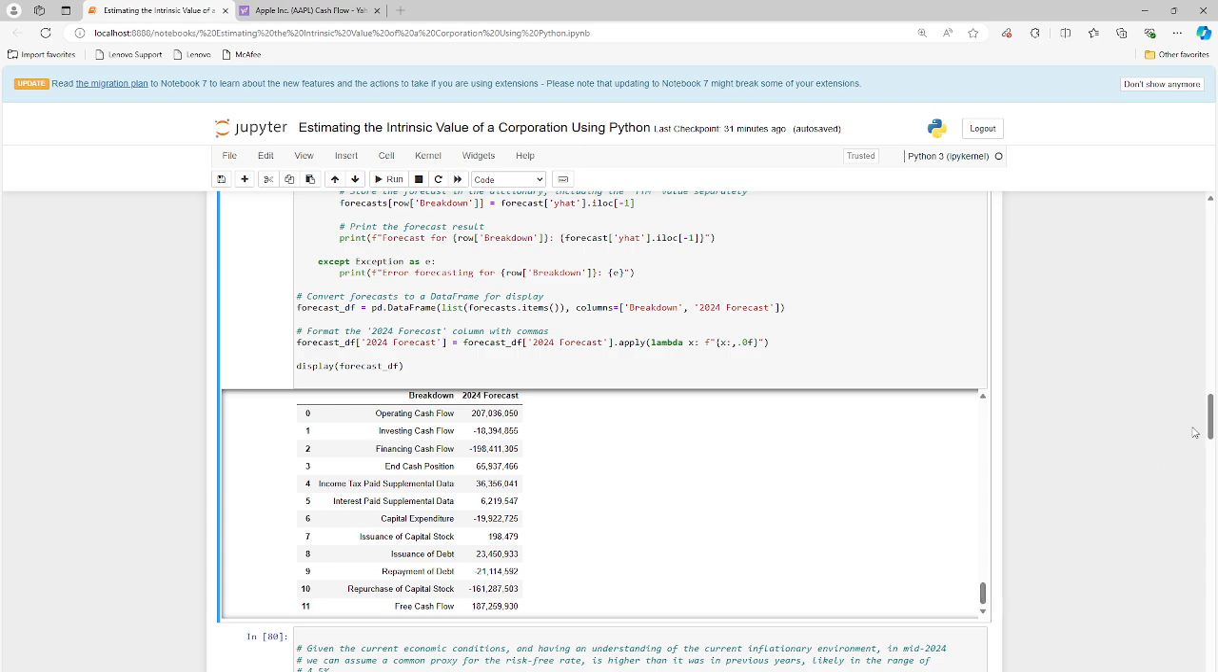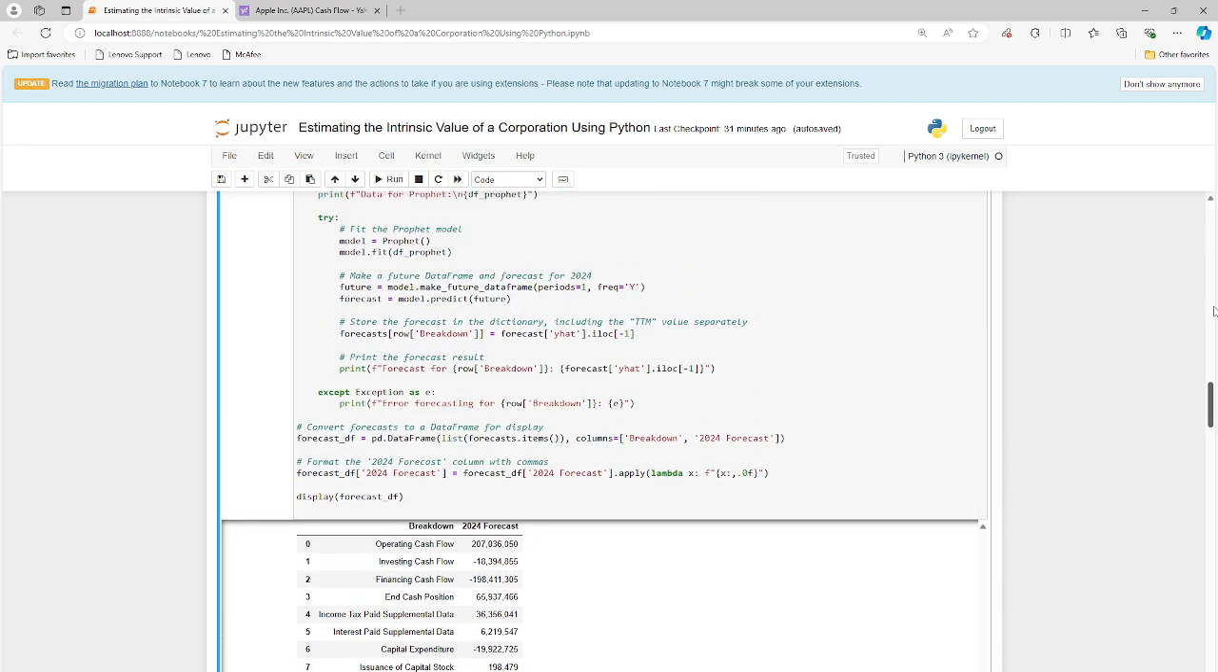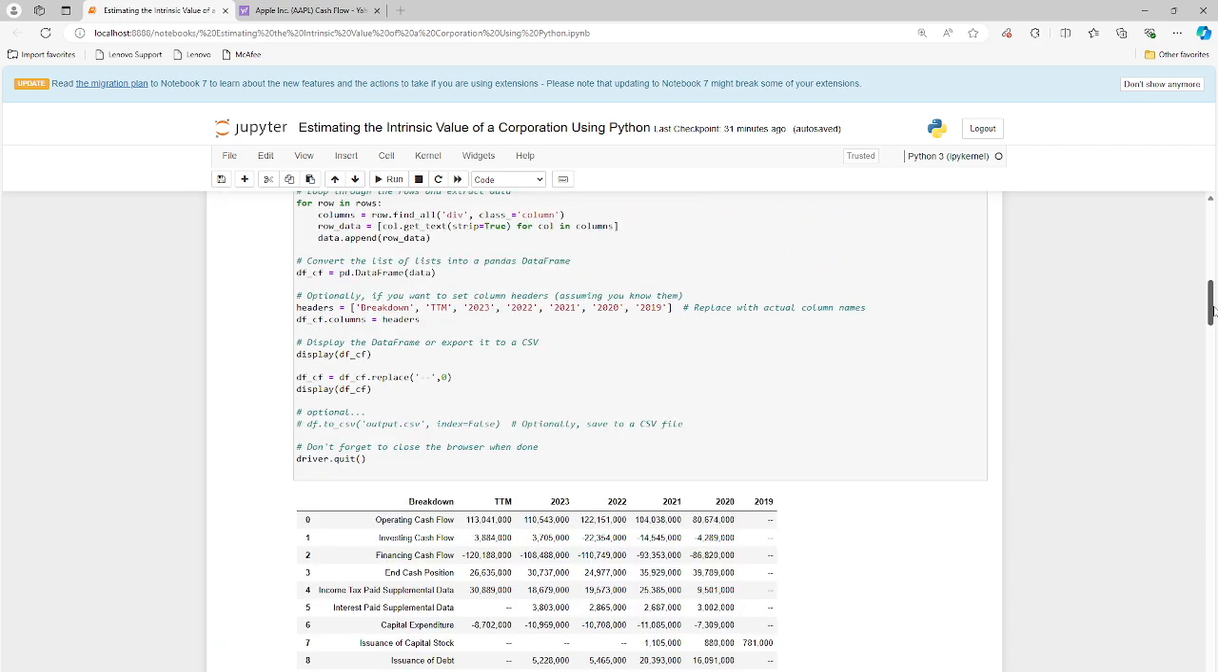Let me go up a little bit. So what was 2023? We're looking at 207, 187. Go up a little here. Yep.